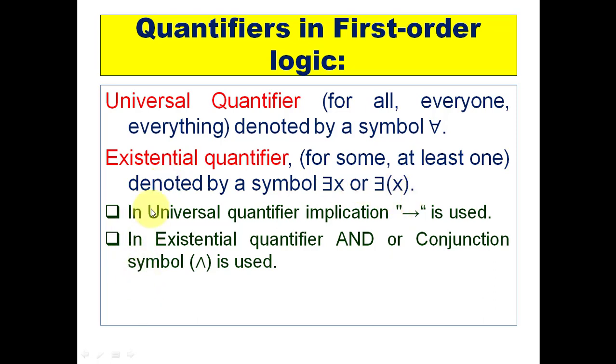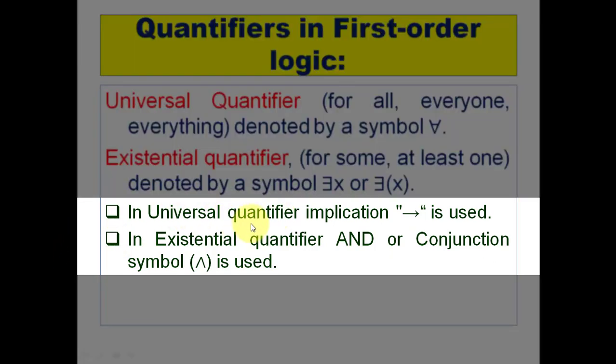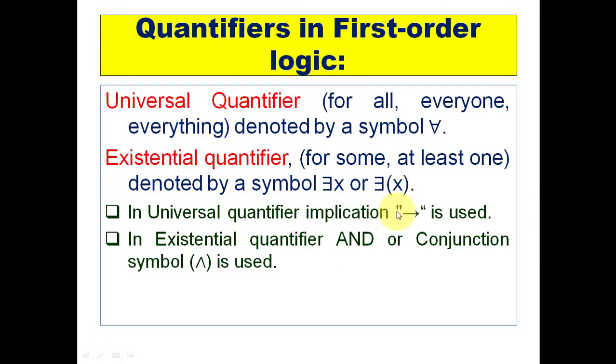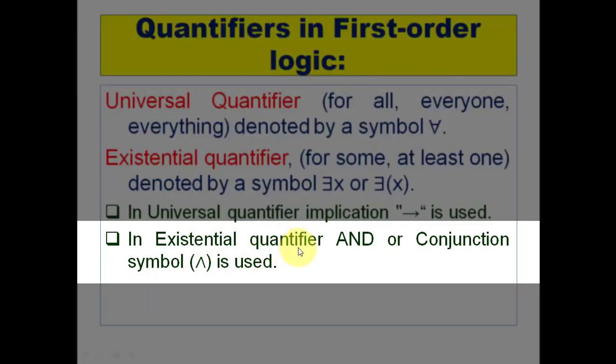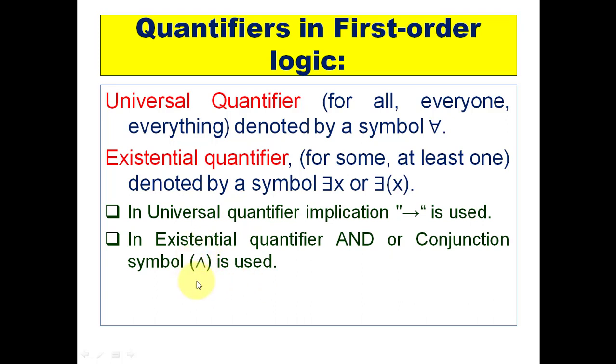And do remember these two important notes. First, in the universal quantifier, implication is used. And in the existential quantifier, and or conjunction symbol is used. In existential, we are using conjunction. In universal, we are using implication. And these are very important.